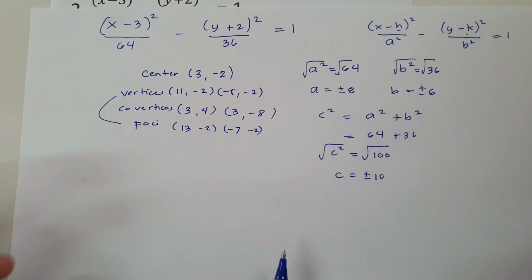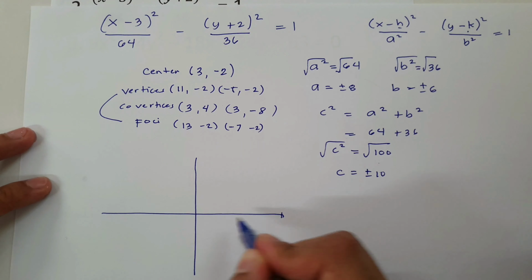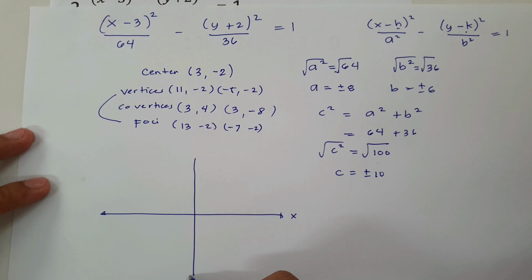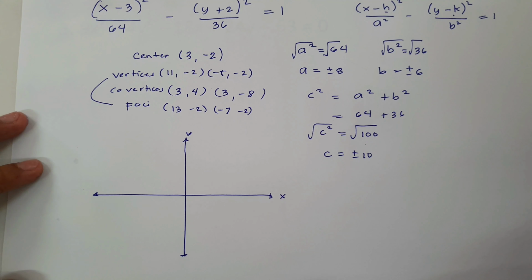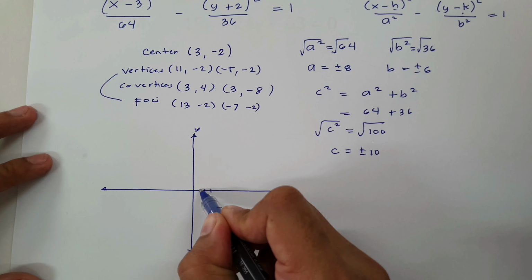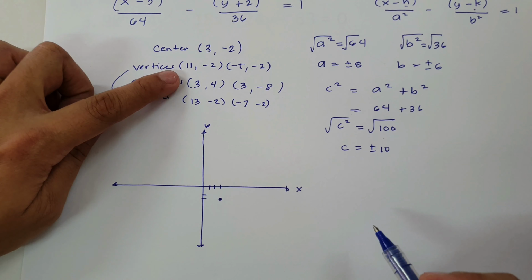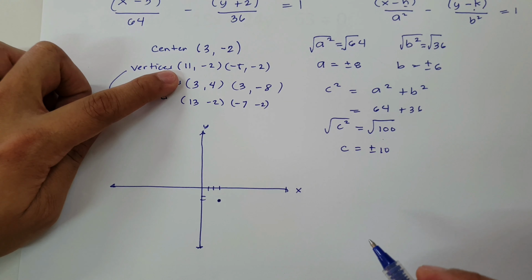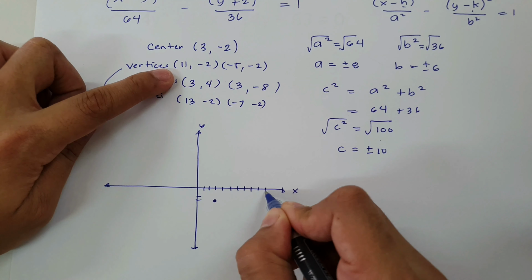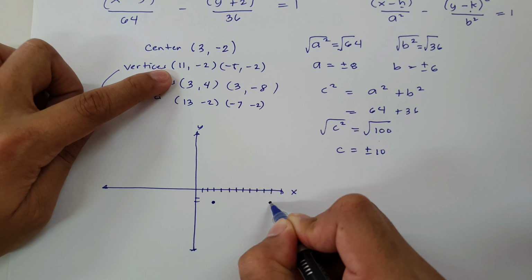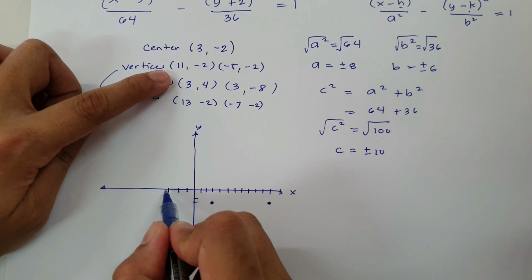Now, let us sketch the graph of our equation. So we have here a Cartesian coordinate plane. This will be the x-axis, and this will be our y-axis. This time, our center is 3 units right and 2 units down, so this will be our center. And then we're going to plot the vertices, that is 11, negative 2, counting 3, 4, 5, 6, 7, 8, 9, 10, 11, then negative 2. And then we're going to have negative 5, negative 2, counting 1, 2, 3, 4, 5.